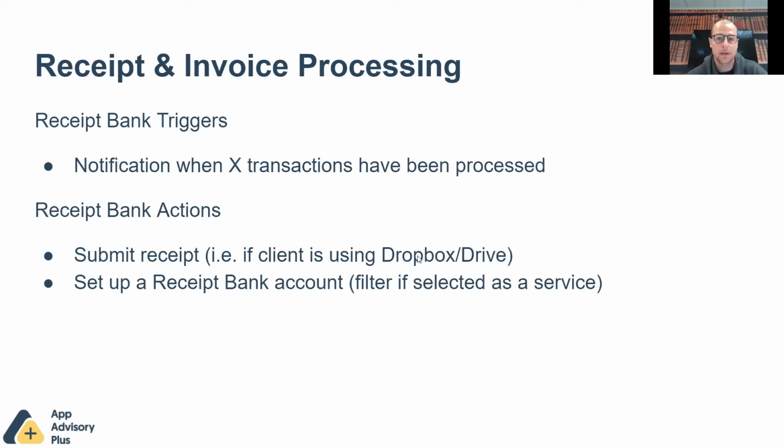So if the client is using a Dropbox or Drive and they don't want to change their practice from doing that, then you could set up a Zap which picked up whenever a new item went into there and then submitted it to Receipt Bank. And you could also here set up a Receipt Bank account for a client if they've accepted a proposal from you and Receipt Bank is in there as a service, for instance, or you could just do it for every client if you use them for every client.